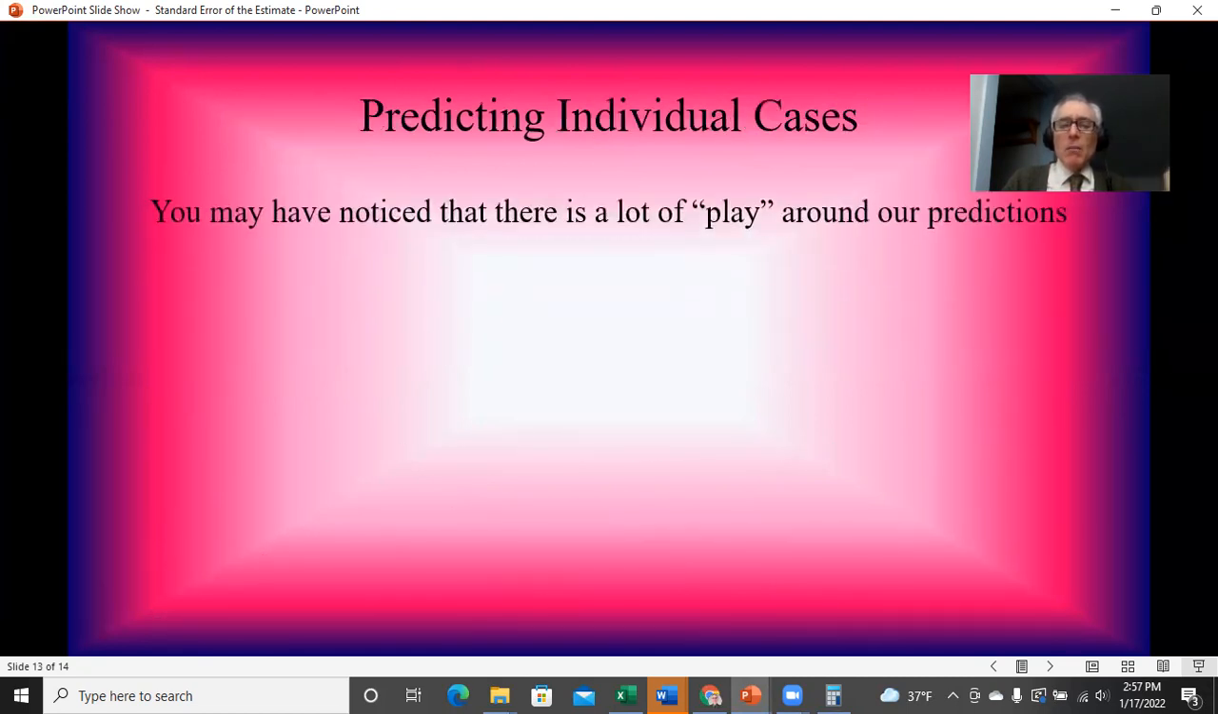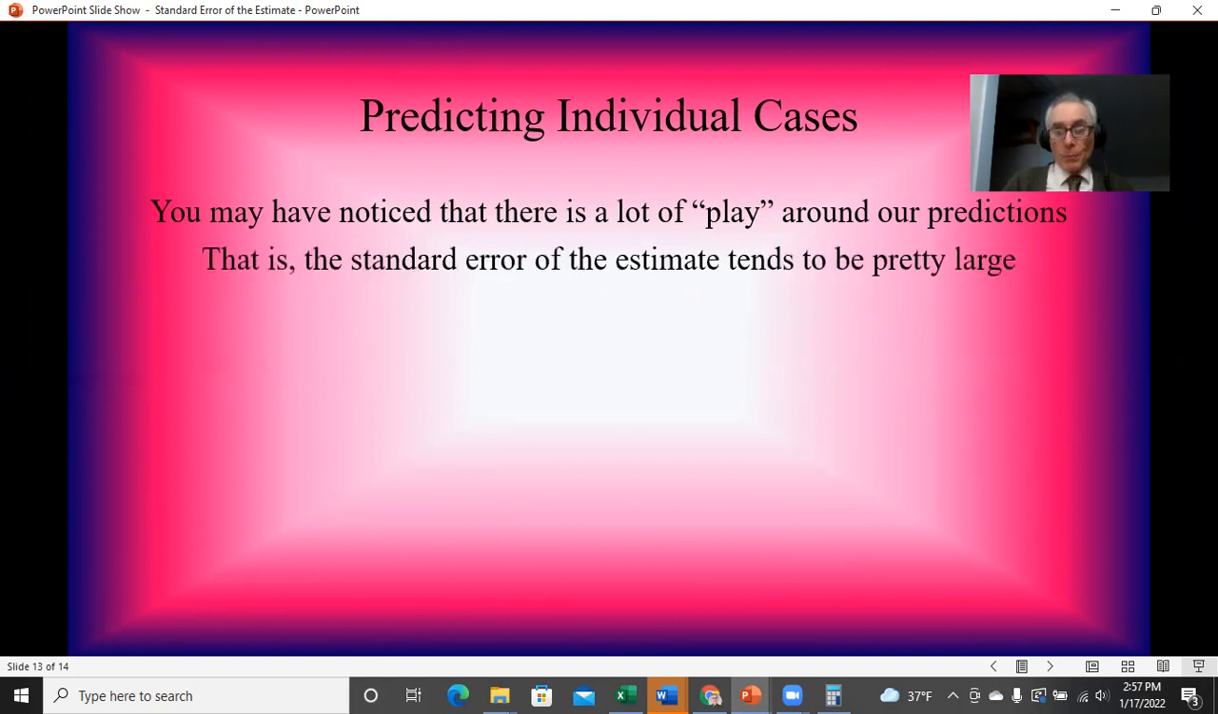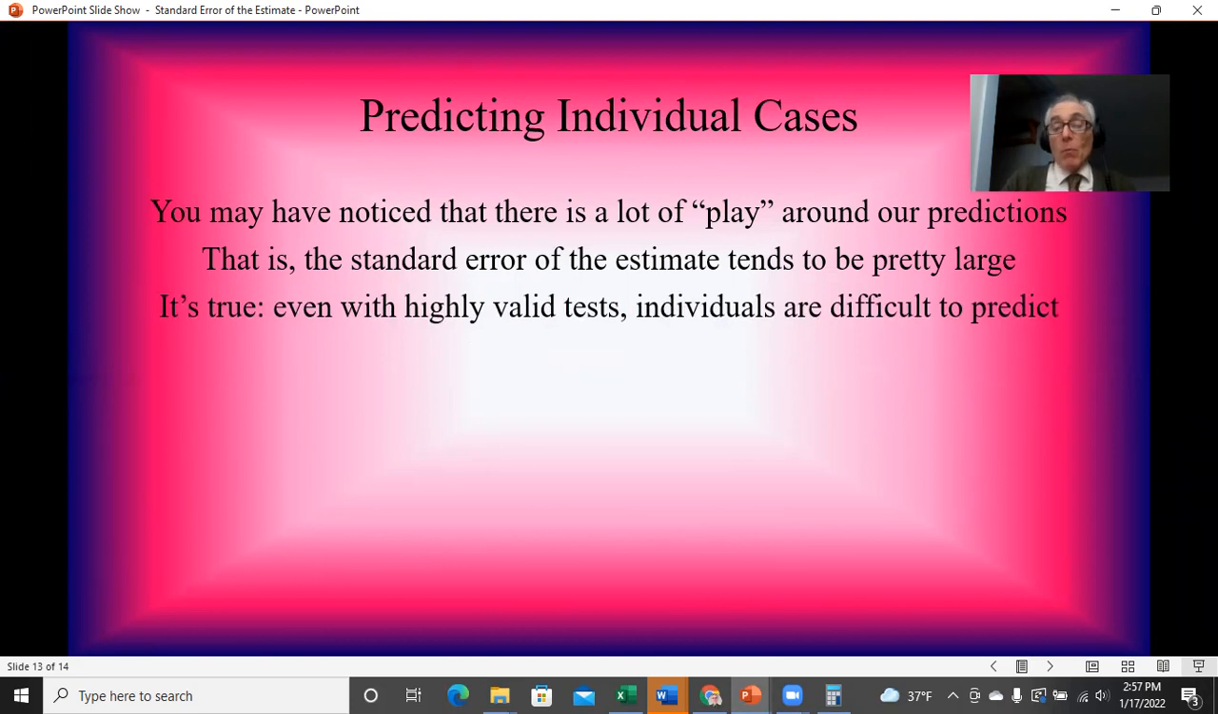Now, again, predicting individual cases is tough, right? I'm sure you've noticed there's a lot of play around these predictions. That's life. The standard error of the estimate, unless we have astonishingly good predictors, tends to be larger than we would like it to be. That's just the way life is, right? Even with highly valid tests, you're not going to make exact predictions for individual outcomes that come close to being exactly right most of the time. You can do a much better job predicting group level behavior, but individuals, again, it's tough.